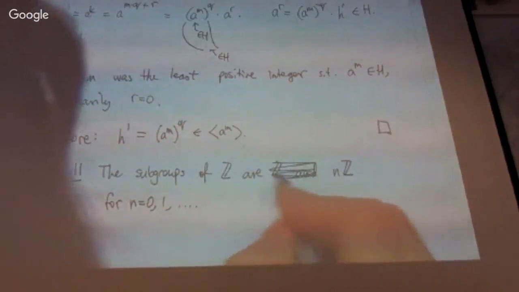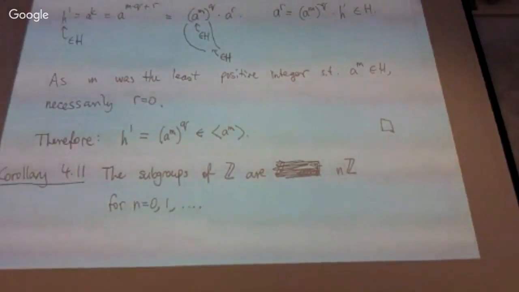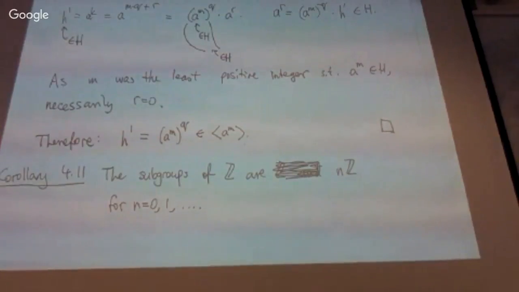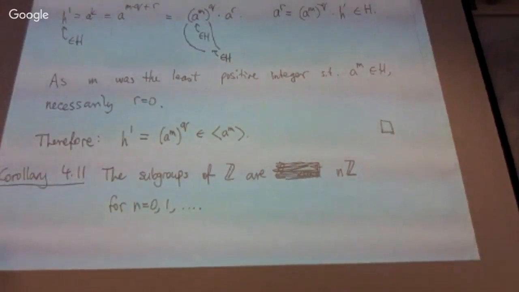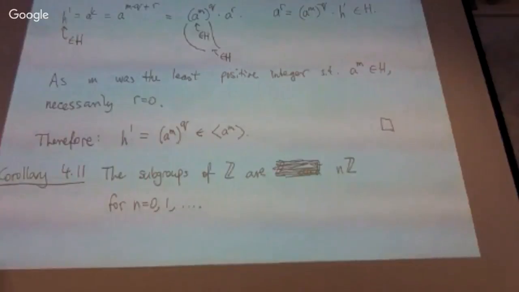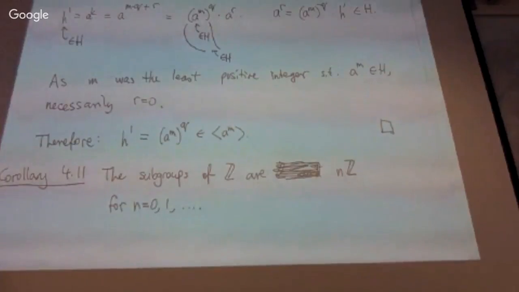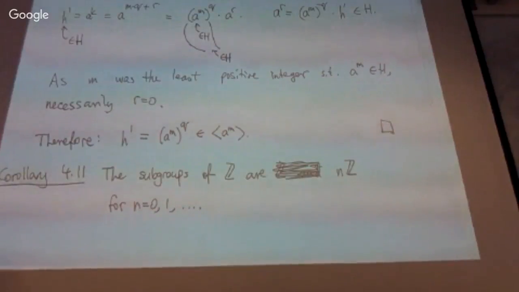Subgroups of Z. Z is a cyclic group, additive, generated by 1. All its subgroups have to be cyclic, so they have to be generated by some element. The one generated by 0 is 0 times Z, so that's all 0 multiples of Z. So that's only 0. Generated by 1 is 1 times Z, so that's all the integers.